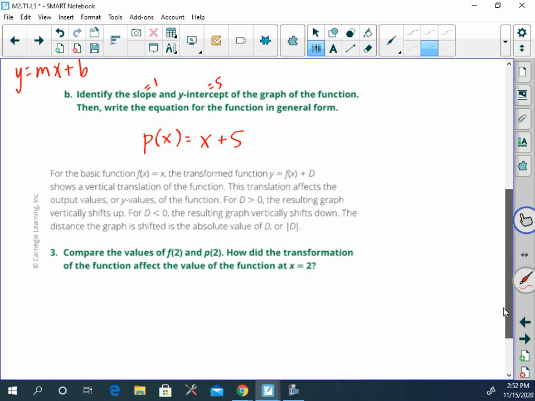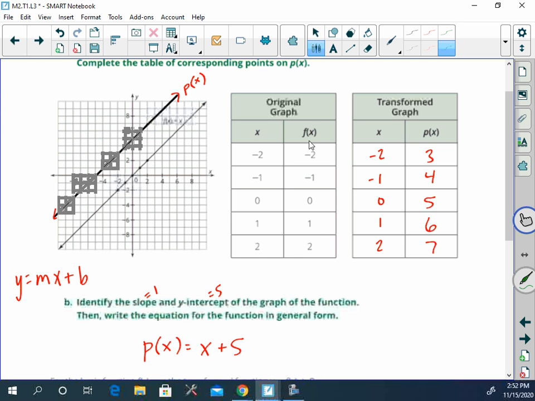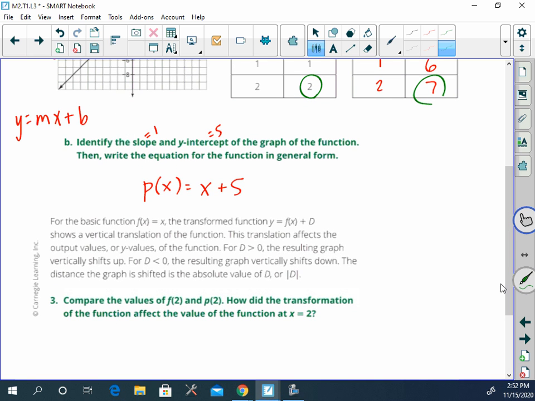All right, and then this one's asking about f of 2 and p of 2. So f of 2, that means this function at 2 is 2, and p of 2 means this function at 2, which would be 7. So that's what we're comparing down here. It says compare the values. How did the transformation affect the value of the function at 2? It just added 5 to that function, right? So let's write here that our f of 2 was 2 and our p of 2 was 7. That's what we circled up there. And it increased the value by 5.